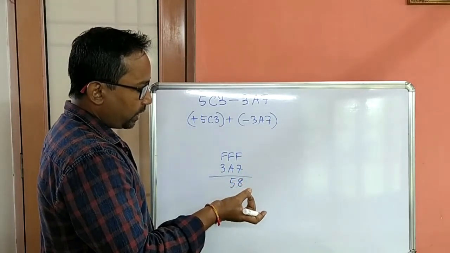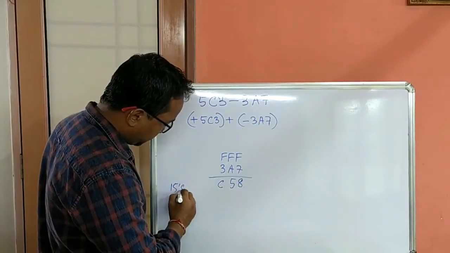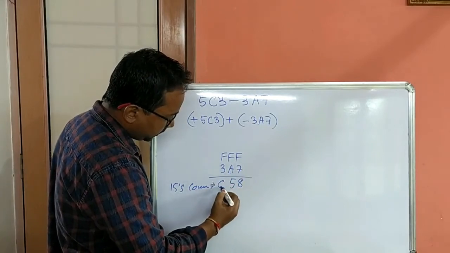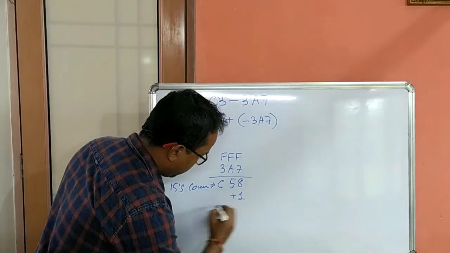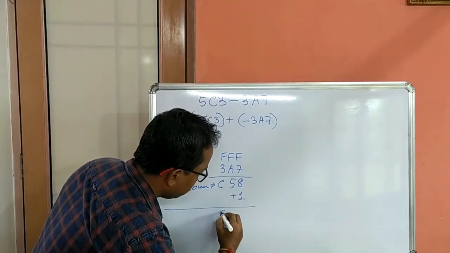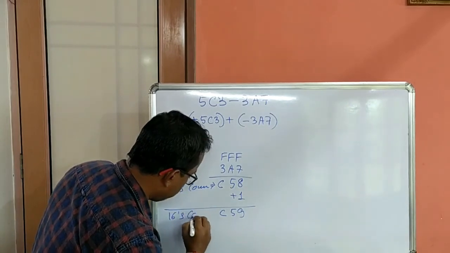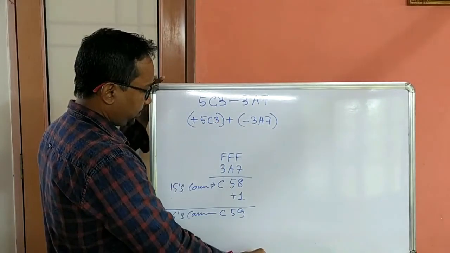So it is coming 12. 12 in hexadecimal is C. So the 15's complement of 3A7 is C58. Now to get the 16's complement, we have to add 1 with it. So we are getting C59. That is the 16's complement. So this number we have to add with this number.